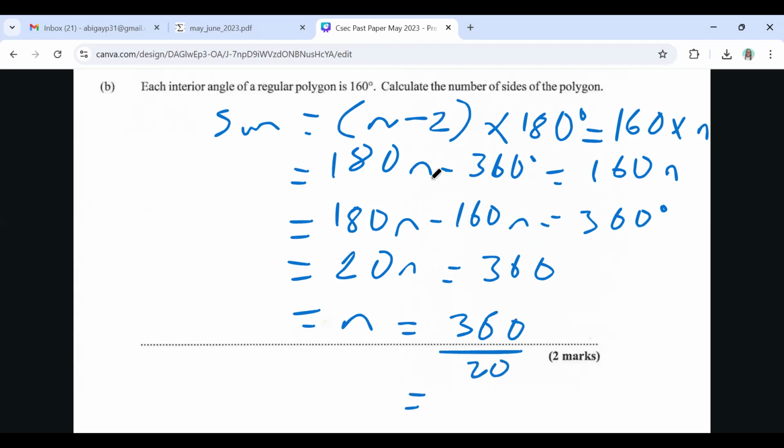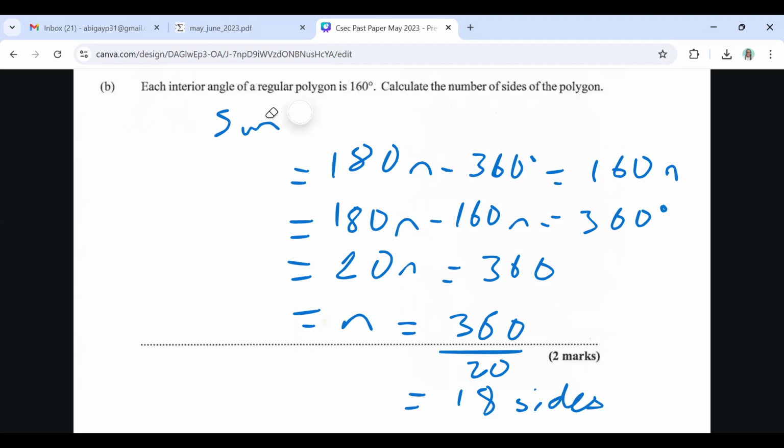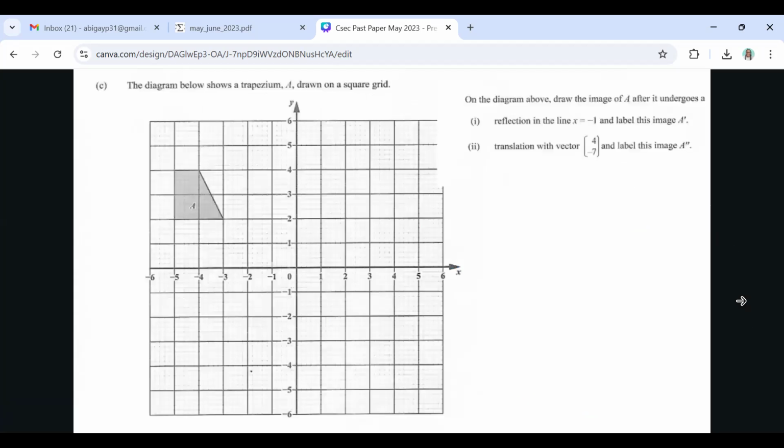And that will equal 360 divided by 20 will give us 18. So 18 sides. So this polygon has 18 sides. So we didn't need this part right here then. All right. So up here we didn't need. My apologies. So there we go.